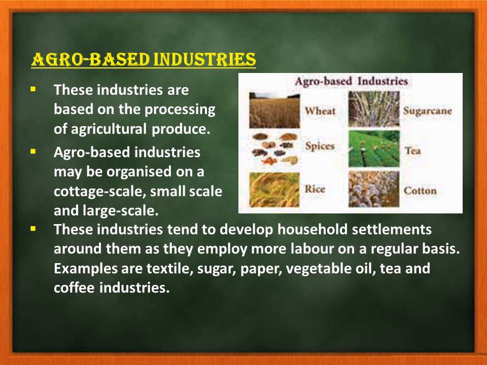Examples are textile. This textile industry gets its raw material, that is cotton, from agriculture. The sugar industry gets the raw material sugarcane from agriculture. Paper, once again from the waste of the sugarcane. Vegetable oil industry from agricultural vegetables. Tea and also coffee industries. All these industries function by getting raw materials from the agricultural sector. So these industries are rightly called agro based industries.